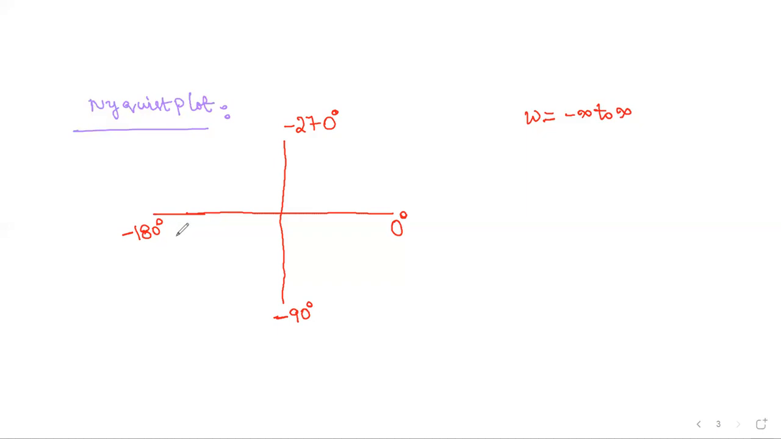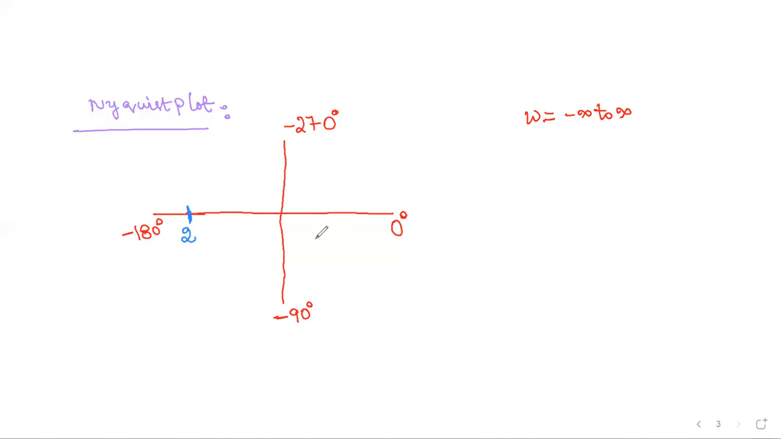At omega equal to 0, what is the magnitude value? 2. And what is the phase angle? That is minus 180 degrees. Now start from minus 180 degrees. What is the magnitude value at this minus 180 degrees? That magnitude value is 2.